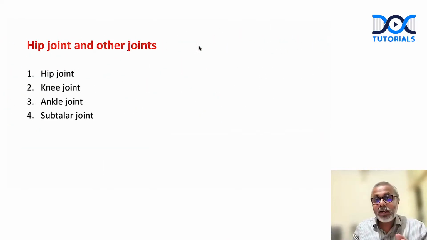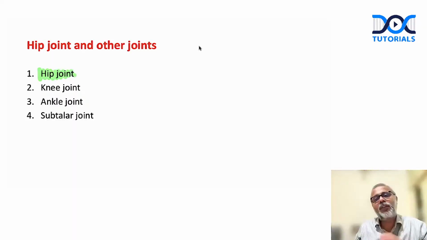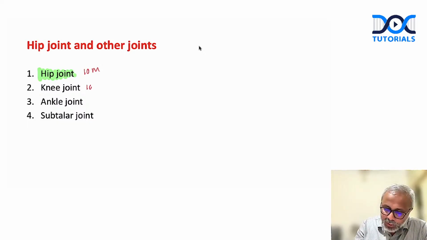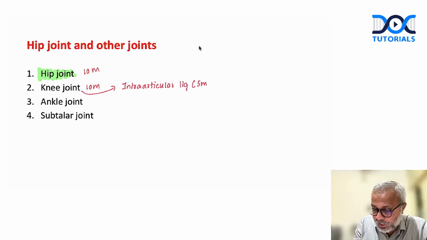Then, when we come to the joints, right? The most frequently asked question in the entire lower limb is the topic of the hip joint. Okay? A 10-marker question easily. Apart from this, the knee joint could be a 10-marker question. In the topic of the knee joint, the intra-articular ligaments are an important 5-marker question.